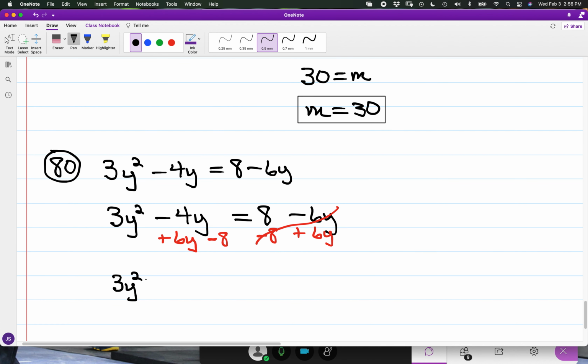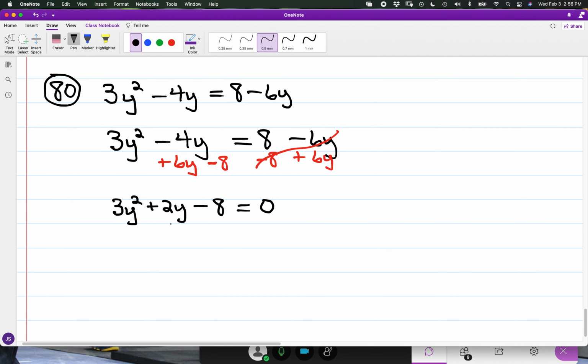So you have 3y squared, negative 4y plus 6y. Okay, we have a positive 2y. And we have minus 8 is equal to 0. So for 3y squared plus 2y minus 8 is equal to 0, that expression can be factored.